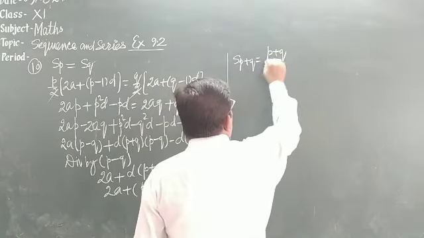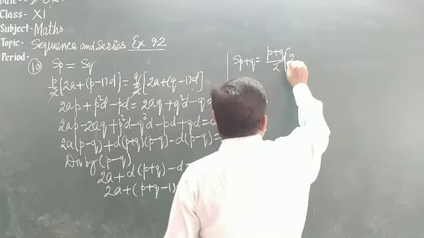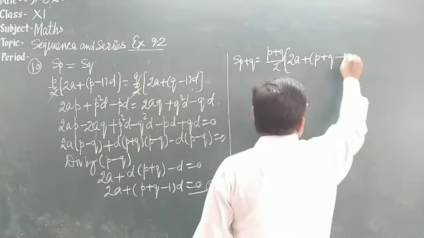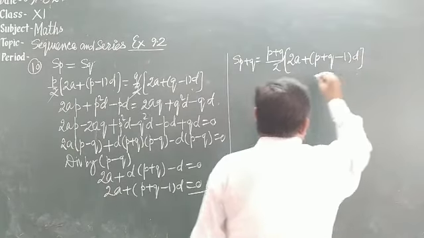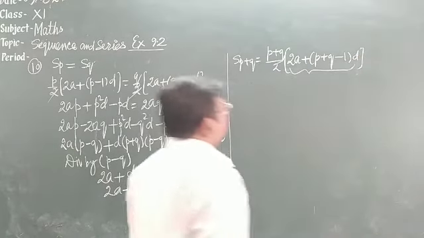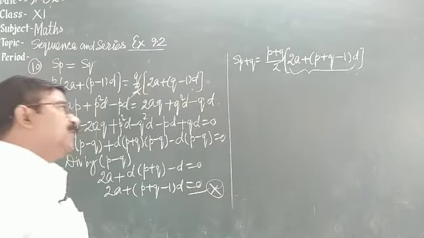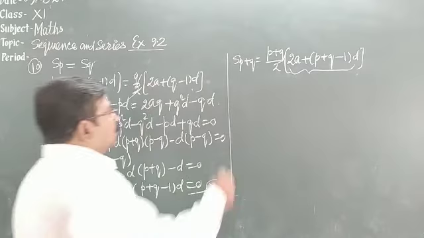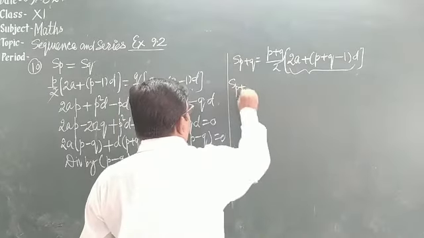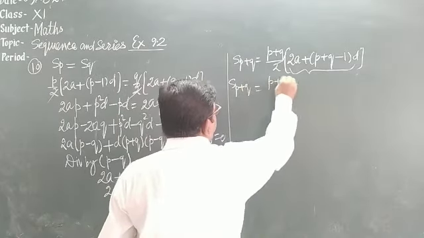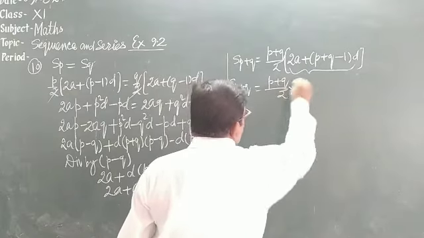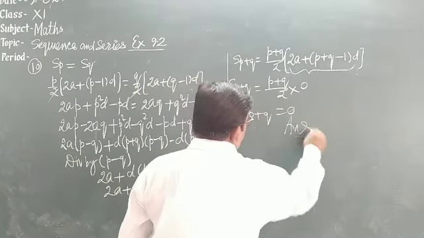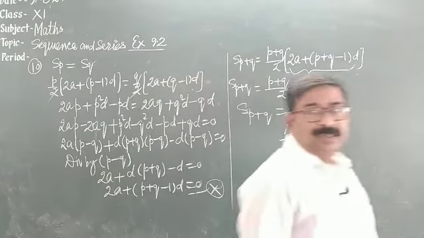P plus Q by 2, like N by 2, we have 2A plus P plus Q like N minus 1 into D. And see what we have got? 2A plus P plus Q minus 1 into D is equal to what? We have got 0. So put 0 there. So we have S P plus Q is equal to P plus Q by 2 into 0. So finally we have S P plus Q is equal to 0 is your answer. See the solution.